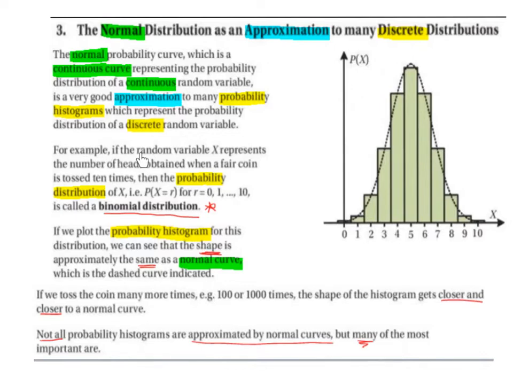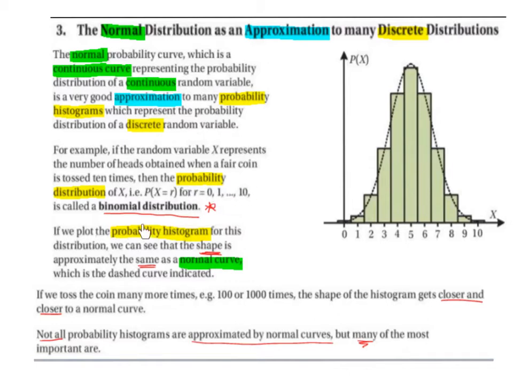For example, if the random variable x represents the number of heads obtained when a fair coin is tossed 10 times, then the probability distribution of x, i.e. the probability that x is equal to 0, 1, up as far as 10, is called a binomial distribution. So again, if you're tossing a coin 10 times, you can land on heads 0, 1, 2, 3, 4, 5, 6, 7, 8, 9, or 10 times. You cannot land on it 5.5 times or 4.3 times and so on. So this is why it's discrete.